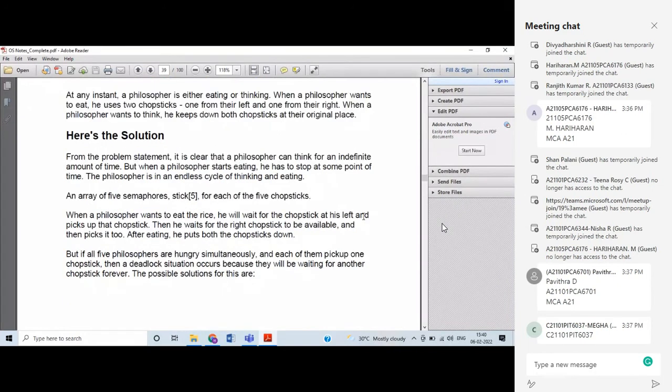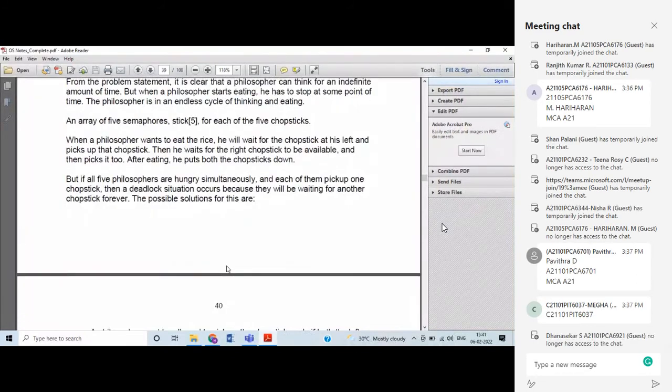So here is the solution. From the problem statement, it is clear that a philosopher can think for an indefinite amount of time. But when the philosopher starts eating, he has to stop at some point of time. The philosopher is in an endless cycle of thinking and eating.